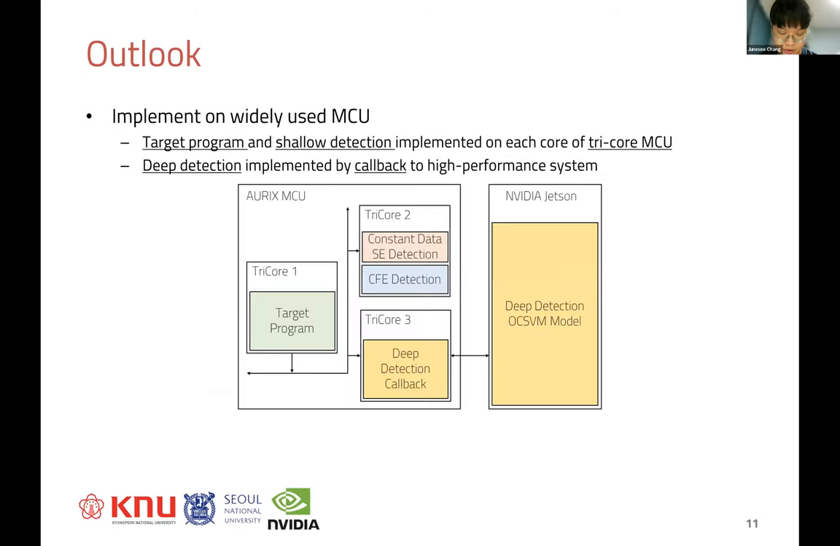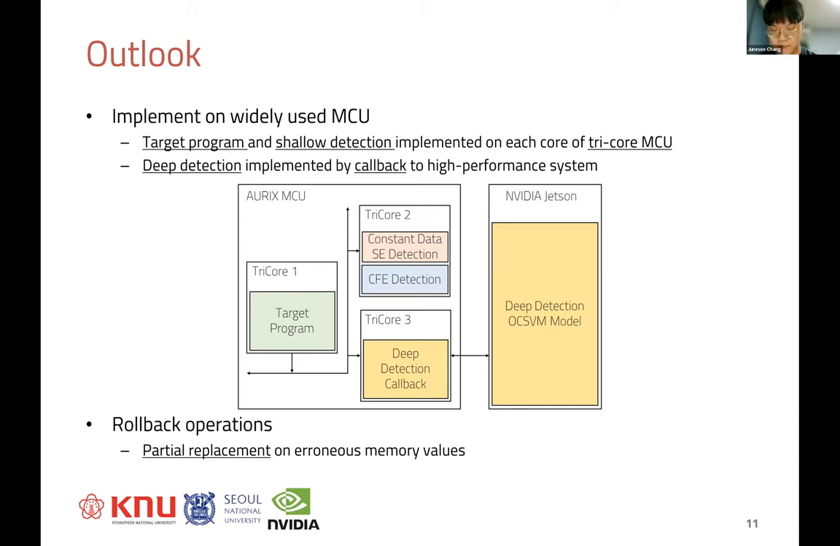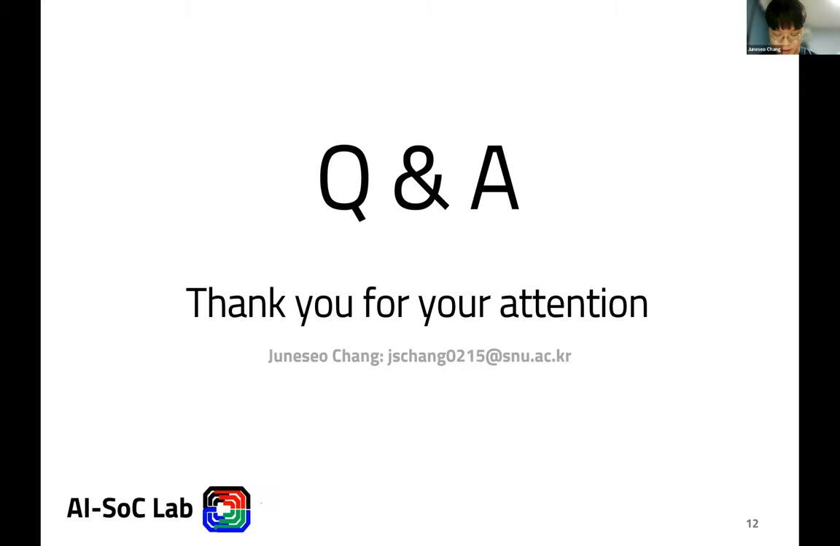For future work, we plan to implement our work by running the target program and shallow detection on TriCore MCUs and the deep detection model by callback to higher performance systems or via network. We are also working on robot operations by partially replacing erroneous values at runtime. This is the end of our presentation, and we're open to questions now or in the poster session. Thank you.